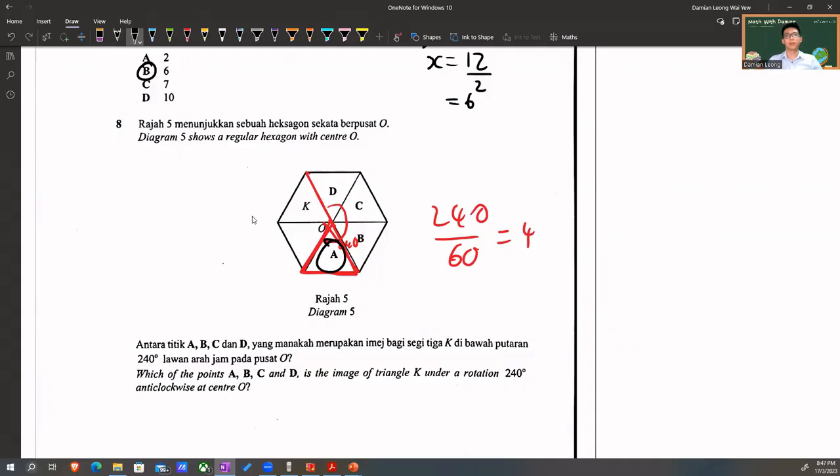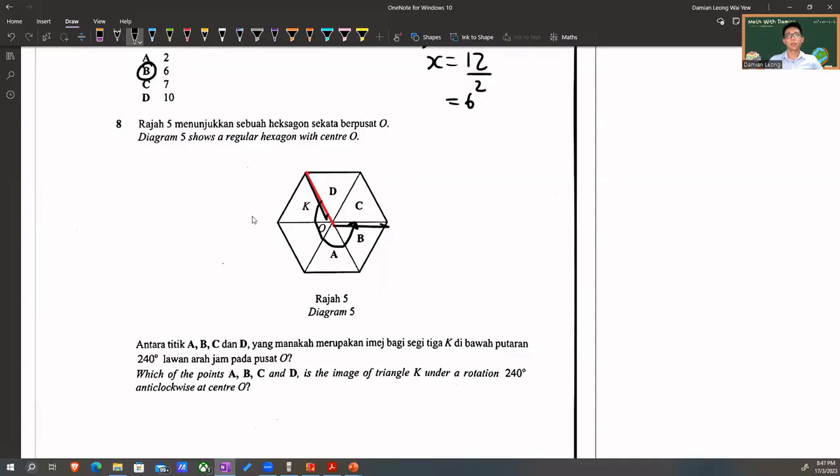Hey, sorry, my bad. That is clockwise. So anti-clockwise means it must be this way. Yeah. So you have to be aware whether it's clockwise or anti-clockwise. So this anti-clockwise, so it must be opposite way of the clock. So 1, 2, 3, 4.